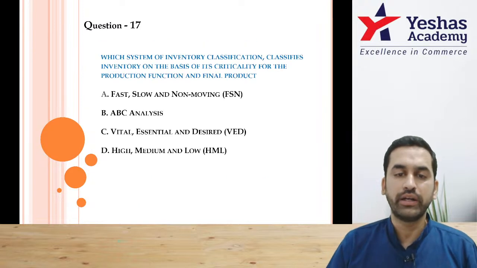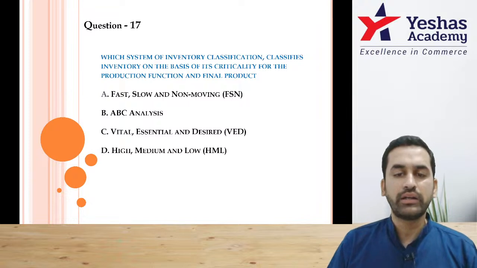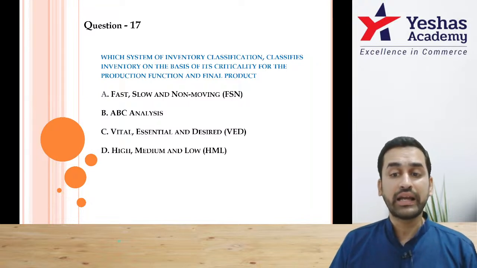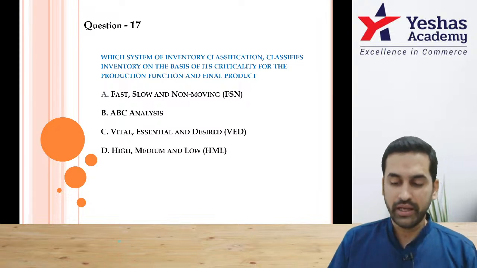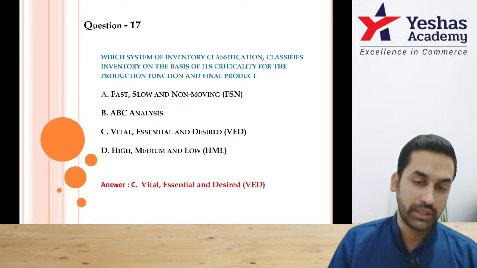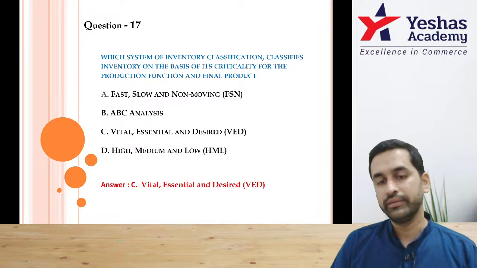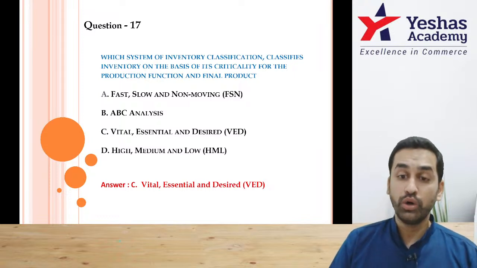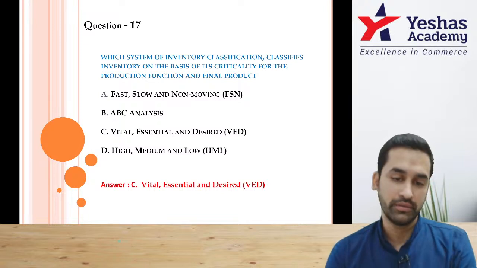Let's move on. Question 17. Which system of inventory classification classifies inventory on the basis of its criticality for the production function and final product? Here is where your vital, essential, and desirable comes into play. About 15 minutes back, I've explained this already. Correct? Vital, most important, critical. Without that, I can't run my factory even a minute.